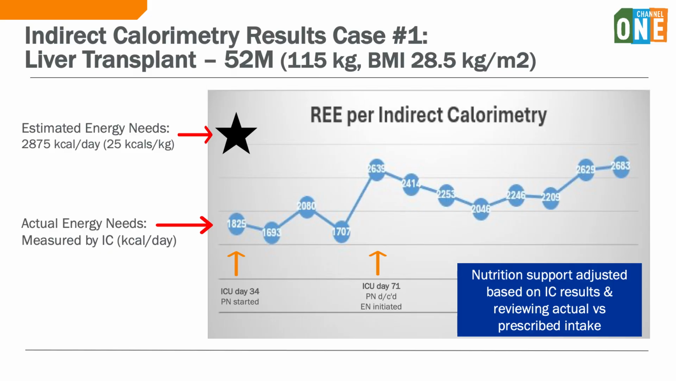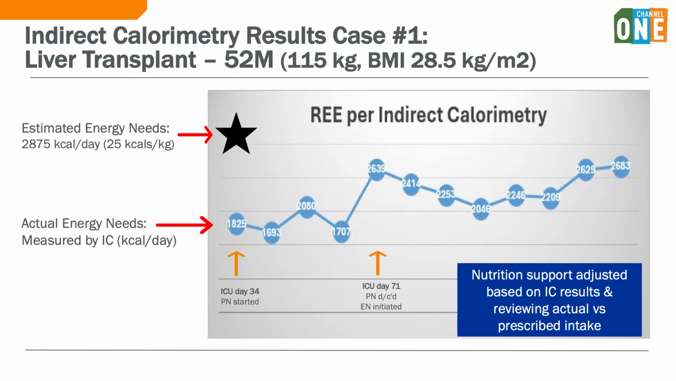The RD will use the measured resting energy expenditure obtained from the indirect calorimetry to adjust our feeding plan, reviewing actual intakes versus what is prescribed. No activity or stress factors are added to that number, with the exception of a patient being in the acute phase.